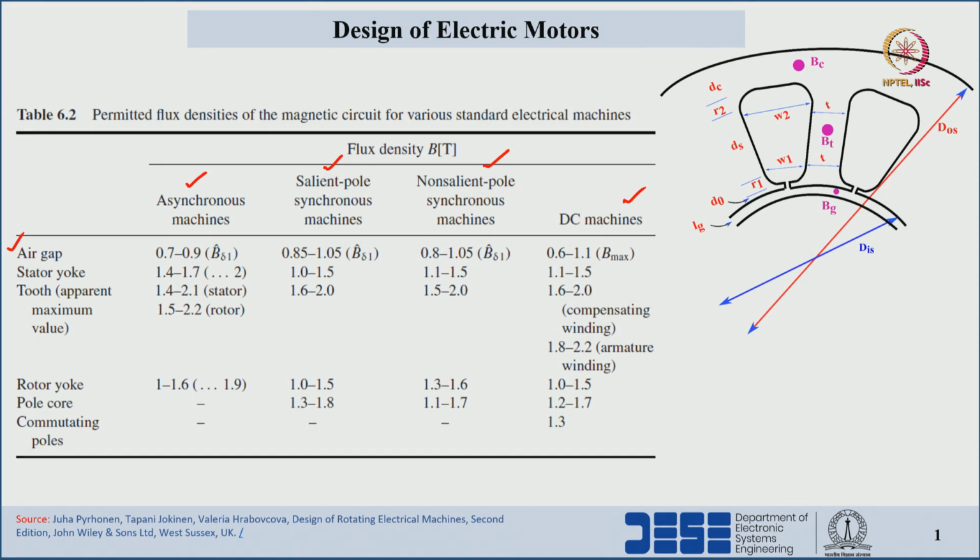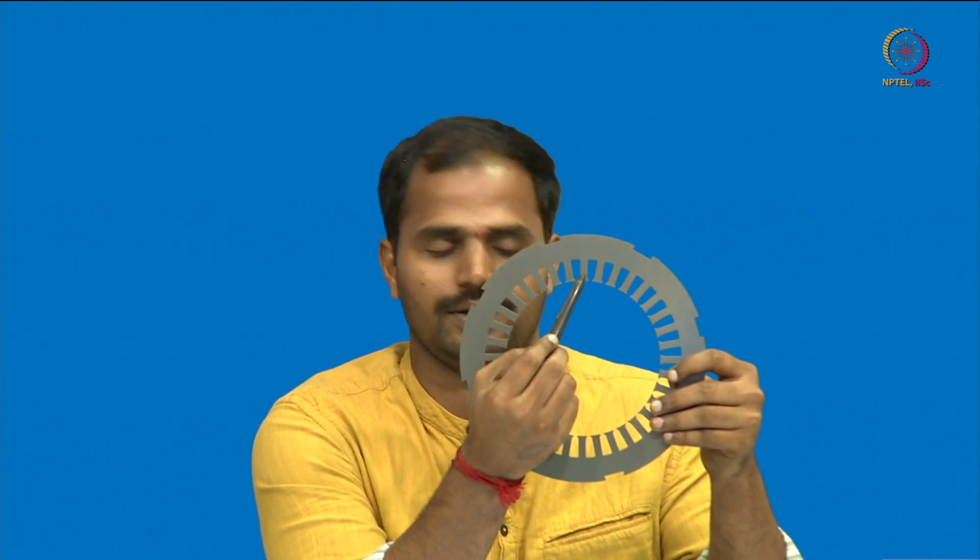Flux densities at the air gap, flux densities at the stator yoke, that means this one, stator yoke is nothing but this one, back iron. Okay. And stator tooth means here, this one, the gap between two slots. Okay. And air gap is nothing but here, this one. If I place the rotor here, okay, the gap between the stator and rotor is nothing but the air gap. Okay.